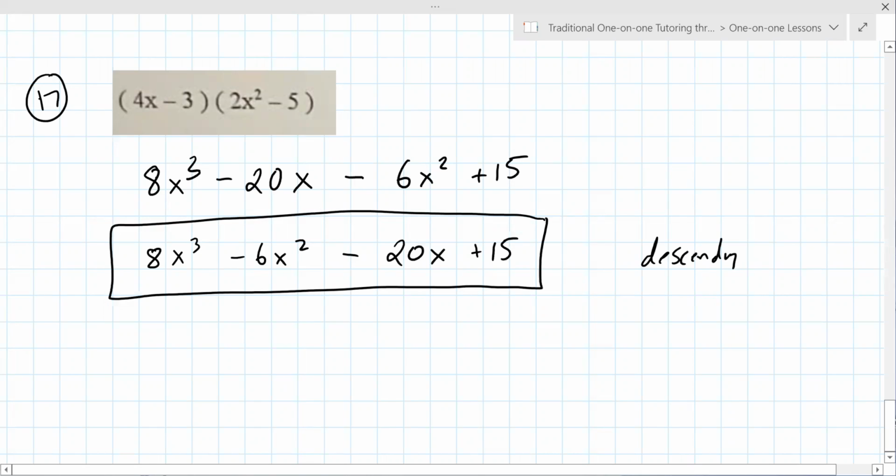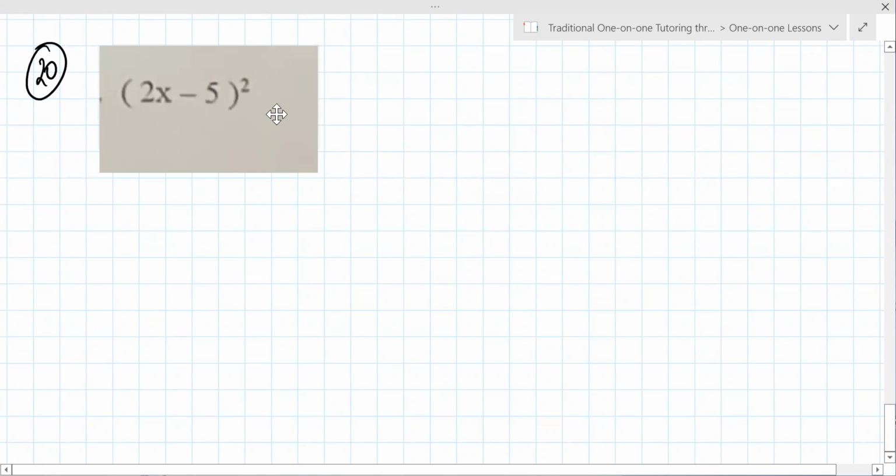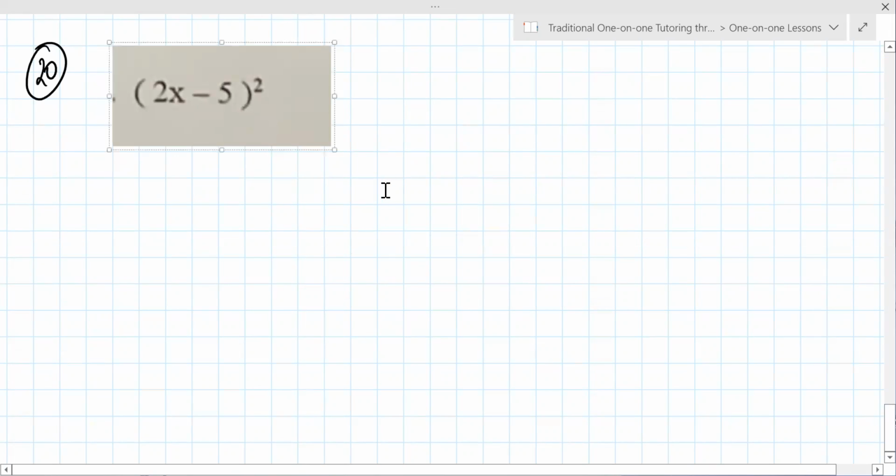All right, we will do 15 and 16, but I want to do 20 first because it's more in line with what we've been doing. This is the kind of thing that you will see, number 20 here, at a later time in a math class, and if you don't know how to do it properly, you'll obviously make this mistake. So what you do is you actually write out the 2x minus 5 twice, like this.